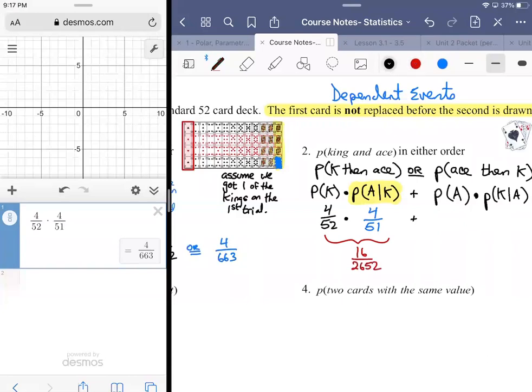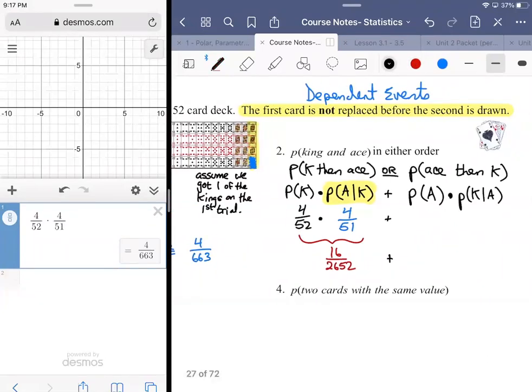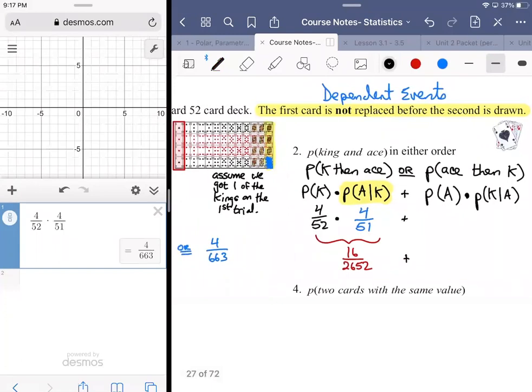But then we have that added component there where we look at it from a different perspective. We say, what's the probability of getting an ace? 4 out of 52. We're starting fresh. In general, 4 out of 52. There are 4 cards that are aces. There are 52 cards overall in the deck.